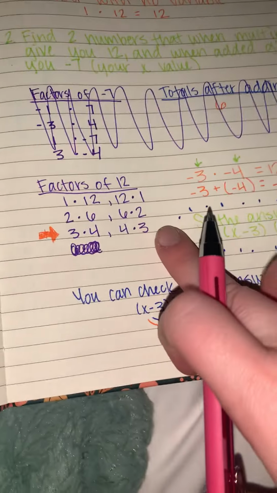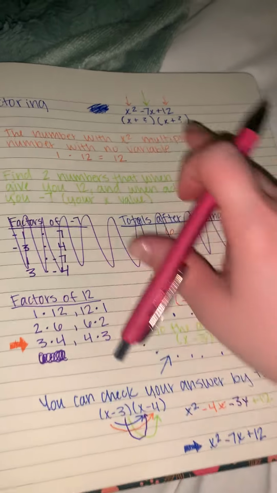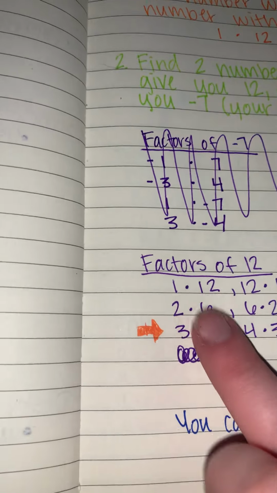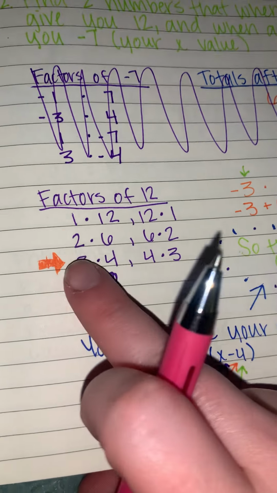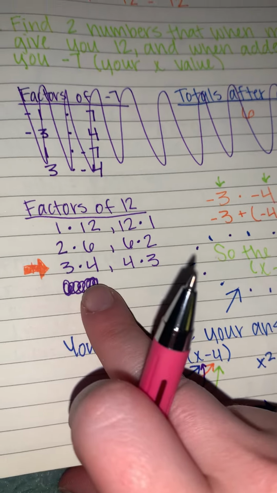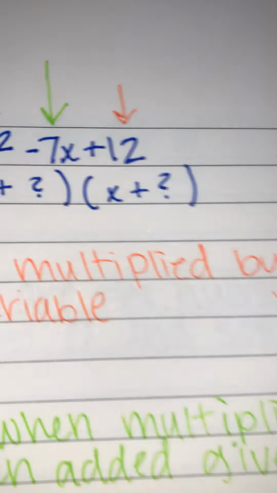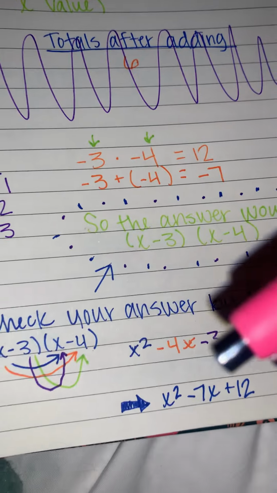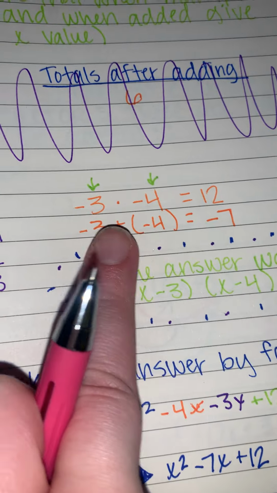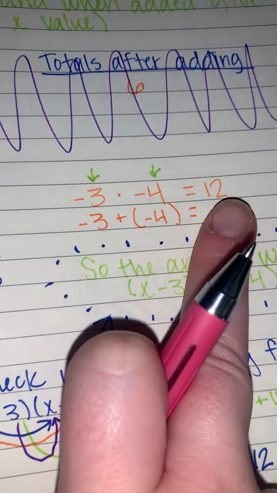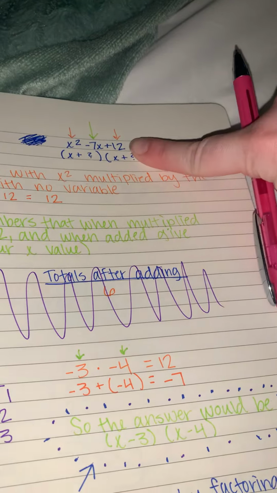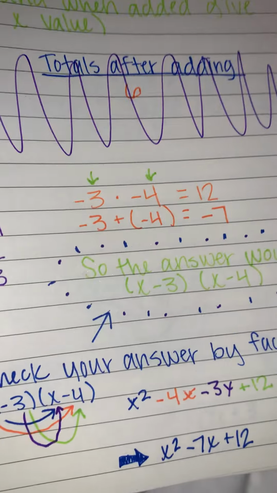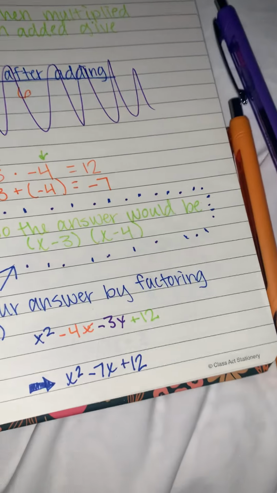So you're going to want to write out your factors of 12, because that's this number right here. So you have 1 and 12, and then, of course, the inverse, 2 and 6, 3 and 4. And then one of these pairs added together is going to give you negative 7. So that's going to be negative 3 and negative 4. Because when you multiply them, you get positive 12. This right here. But when you add them, you get this right here. So that would be your little answer.